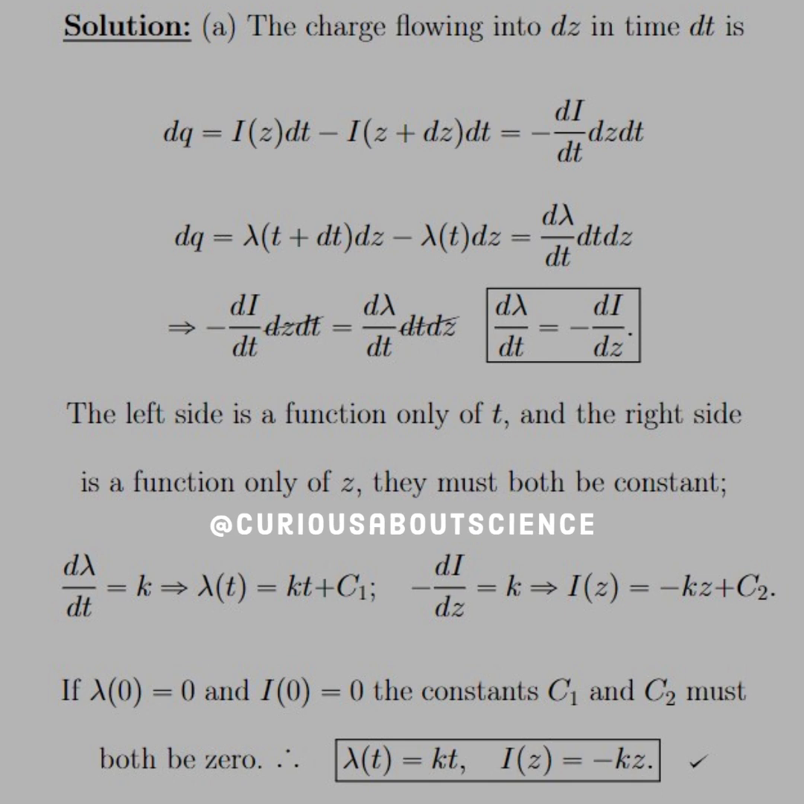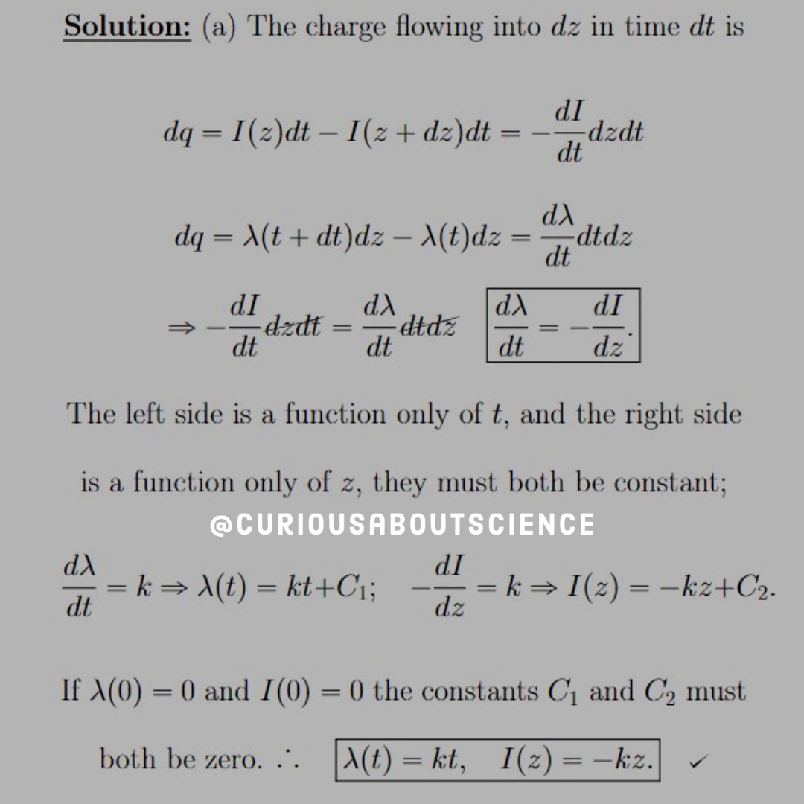But clearly, both of these are dq, so we set them equal to one another, and we see that dz dt and dt dz cancel, and they are related by a negative sign. So indeed, d lambda over dt is equal to negative dI/dz. Slight typo here. That should be dI over dz above for dq as well.